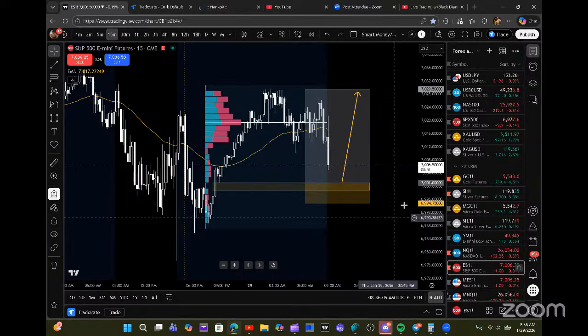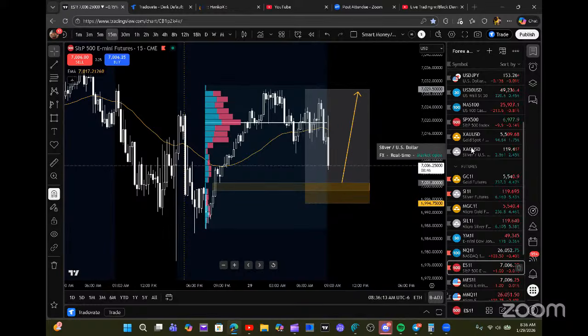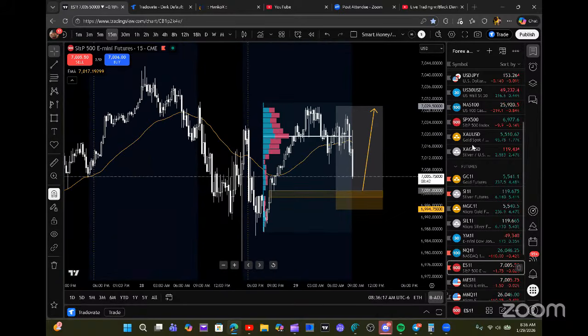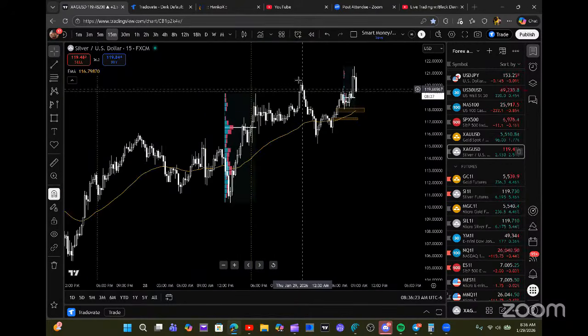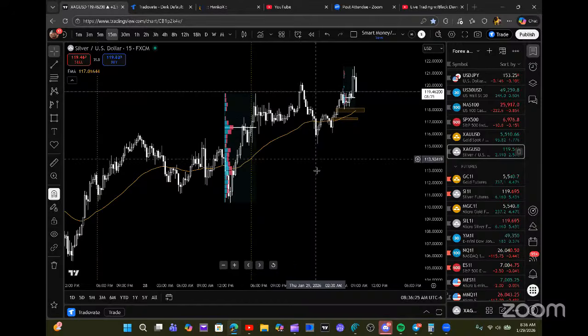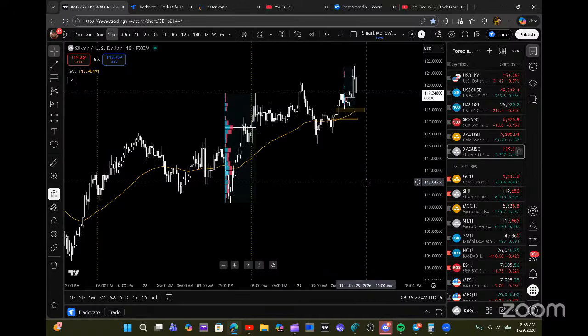Man, look, dog, I slaughtered gold last. I'm not gold, silver. Oh my goodness. I bought silver up. Then when it pulled back, I got out. Then I started selling this pullback, this down move. Oh my goodness.